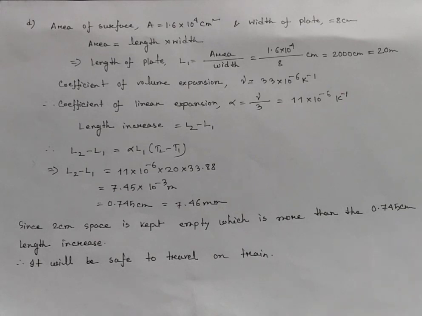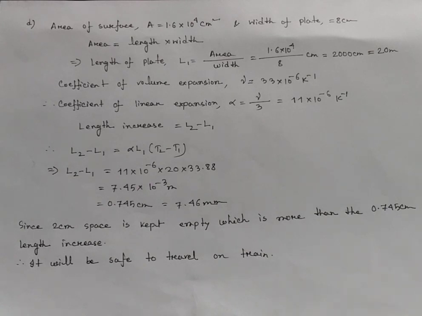Here the area of the surface is 1.6 × 10^4 centimeter square, and the width is given as 8 centimeter. As we know, area is equal to length into width, so we can calculate the length of the plate. That will be area divided by width, and finally we get 2000 centimeter, or 20 meter.